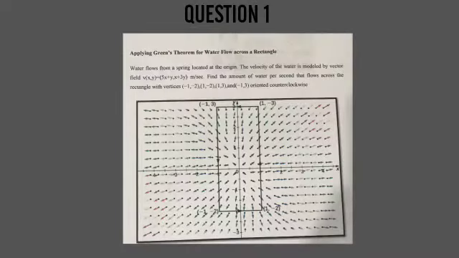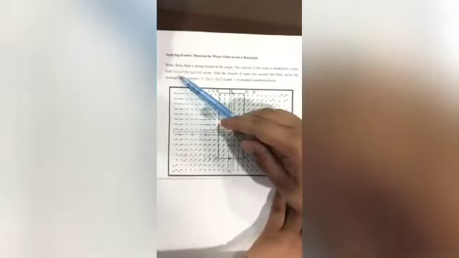Question 1. Applying Green's theorem for water flowing across a rectangle. Water flows from a spring located at the origin, and the velocity of the water is modeled by the vector v(x,y) = (5x + y, x + 3y) meters per second. Find the amount of water per second that flows across the rectangle with these coordinates: first is (-1, 3), second is (-1, -2), third is (1, -3), fourth is (1, -2).